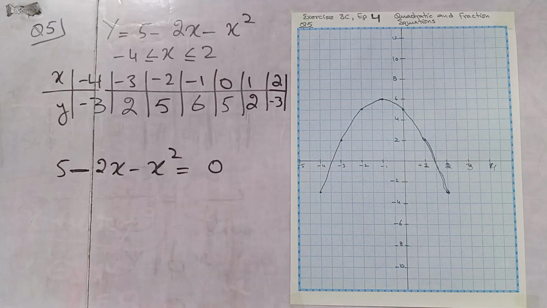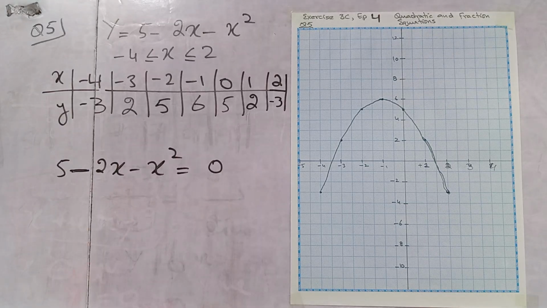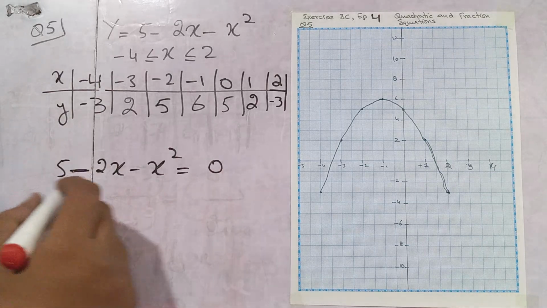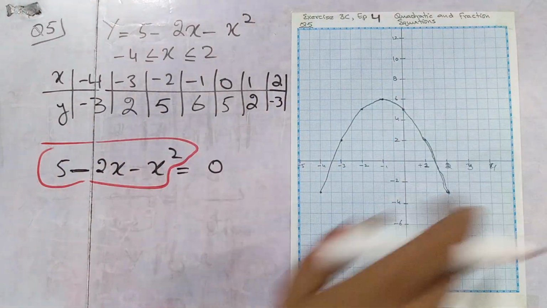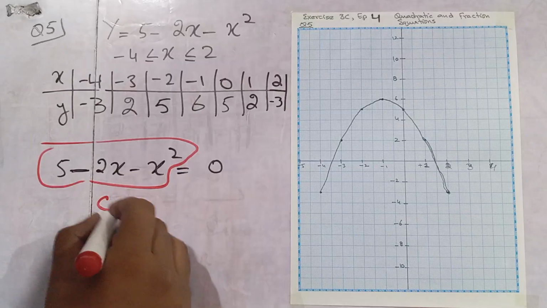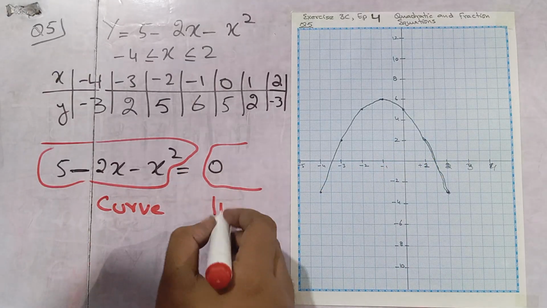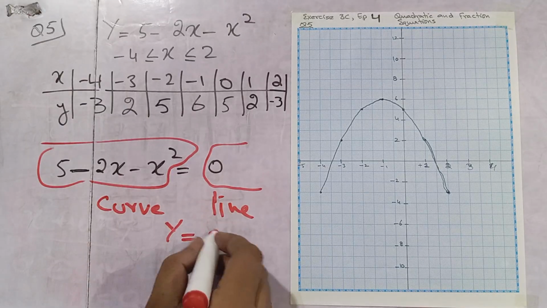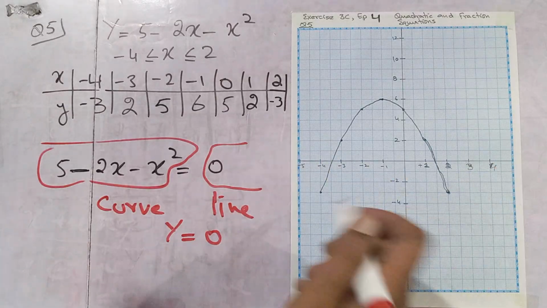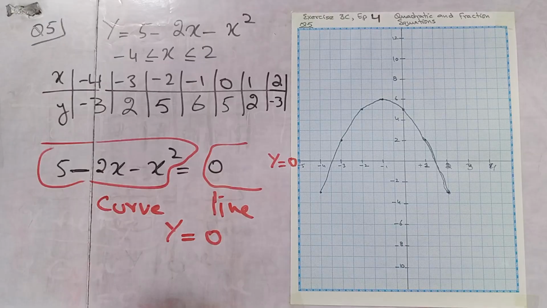Then they asked us a question: solve this equation 5 minus 2x minus x squared equals 0. If you look carefully, this is exactly the expression whose graph you have already drawn. So this is my curve. Whatever is on the right side, I say this is the line I have to draw. So I will say y equals 0. Y equals 0 is this line, which is already drawn there.